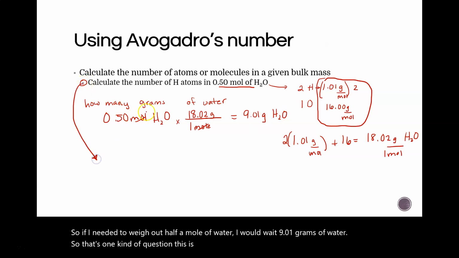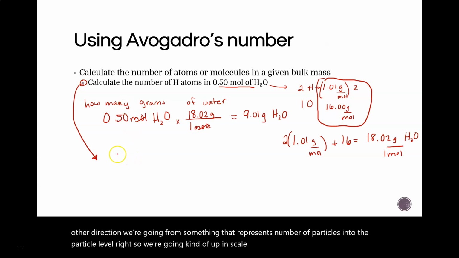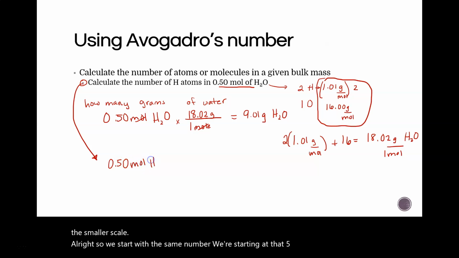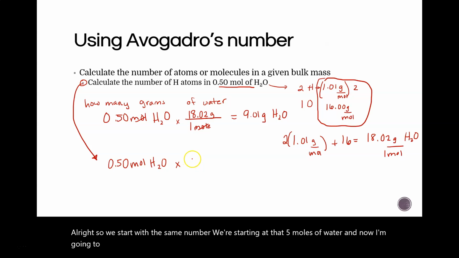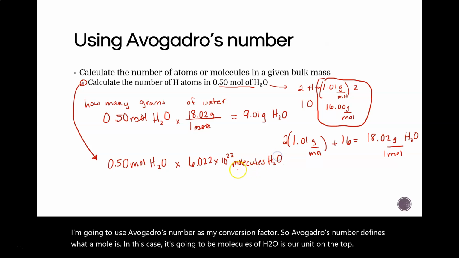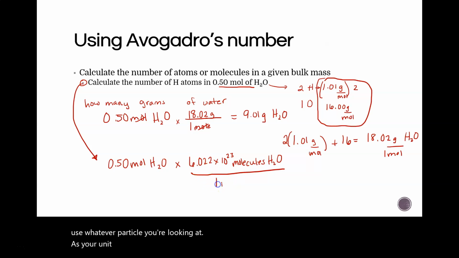This is the other kind of question, where we're going in the other direction. We're going from something that represents number of particles into the particle level, right? So we're going kind of up in scale, now we're going to go down to the smaller scale. All right, so we start with the same number. We're starting with that 0.50 moles of water, and now I'm going to use Avogadro's number as my conversion factor. So Avogadro's number defines what a mole is. In this case, it's going to be molecules of H2O is our unit on the top. That might be ions, it might be atoms if we're talking about an element. So you kind of can use whatever particle you're looking at as your unit on the top. And then on the bottom, it's just 1 mole.